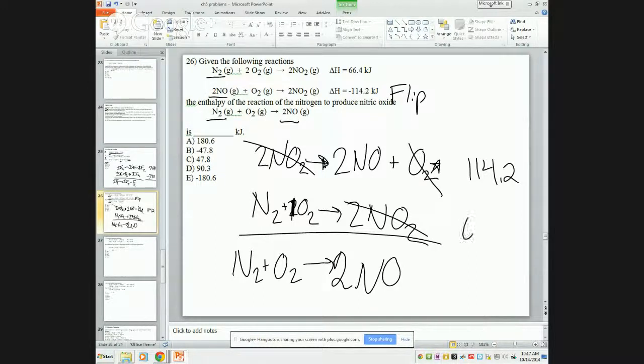And I didn't do anything to that first equation, so I'll leave it as such. I add them up together, and I get choice A. That's how you do that.